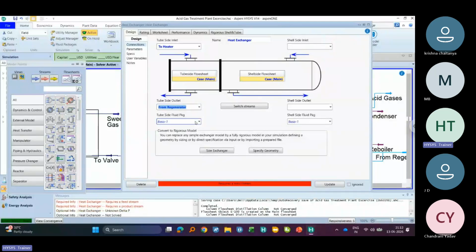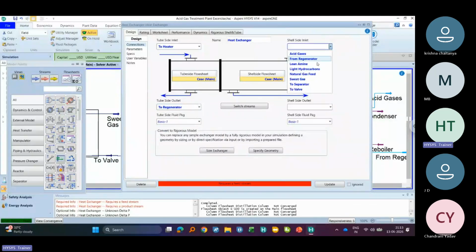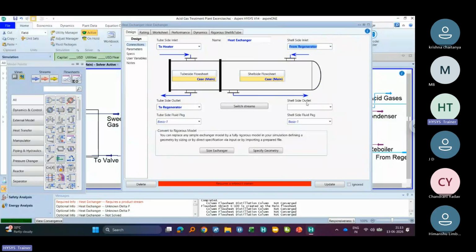Shell side inlet will be the hot fluid coming from the regenerator. Sorry, it's to regenerator. It is not from regenerator. We are passing it to regenerator. That's why the shell side inlet will be from regenerator, and the shell side outlet we will be giving to the makeup block. So that's why it goes to makeup. So we have defined all the inlet as well as outlet streams.